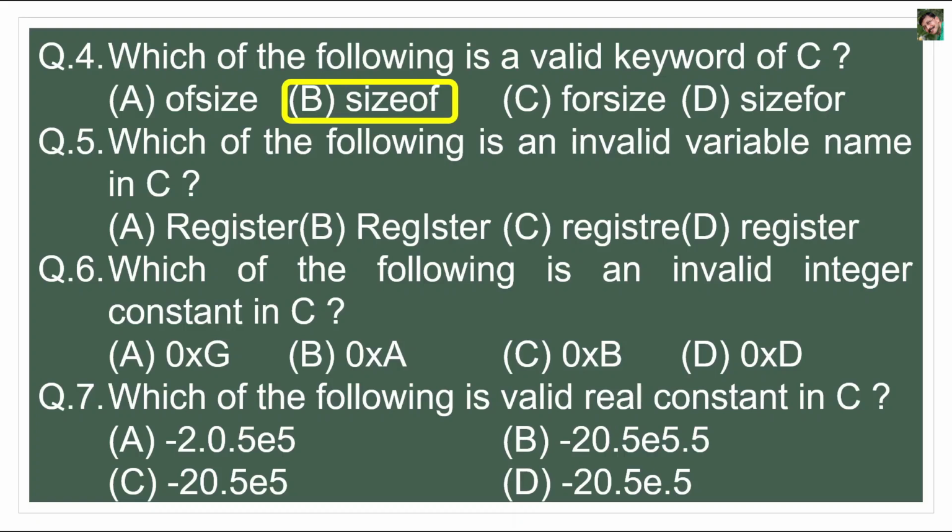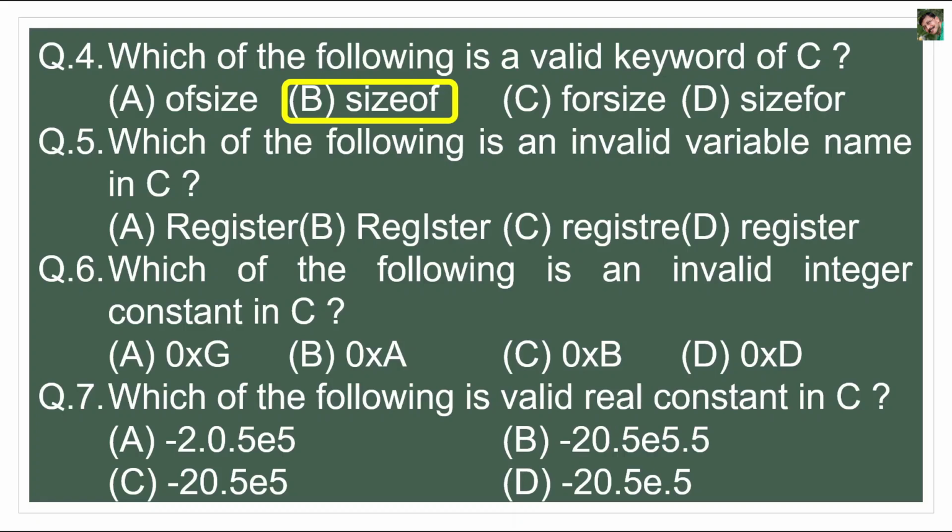Sizeof, for size or size 4 are not registered keywords or valid keywords of C language. Sizeof is a valid keyword of C language. It has a special meaning which gives you the size of a particular variable, how much size it occupies in the computer's memory, that is, for a particular data type, how much memory that data type occupies in memory is given by sizeof. So sizeof is a valid keyword of C program.